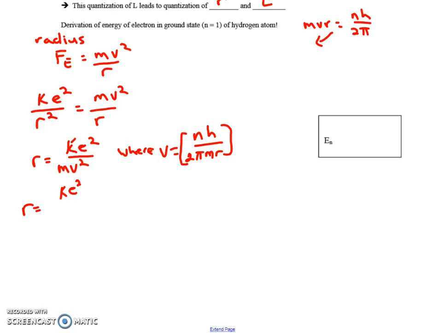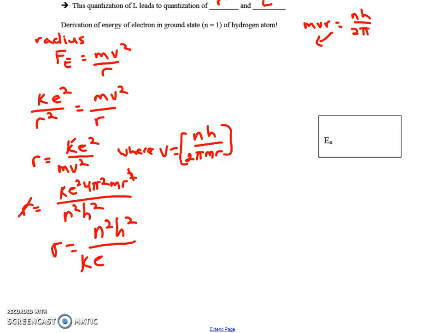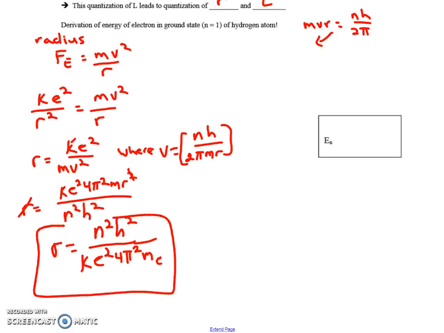Okay, so that becomes k squared 4 pi squared times m r squared all over n squared h squared. Okay, so this is a big awful mess. And also I have r's on both sides, so I'm going to do one other step. This r cancels out with this r squared. So I'm going to move everything else to the left side, leaving me with r equals, basically the numerator and the denominator flip, n squared h squared all over k, Coulomb's constant, times the charge squared, 4 pi squared times m, the mass of the electron here. So there's our first derivation.